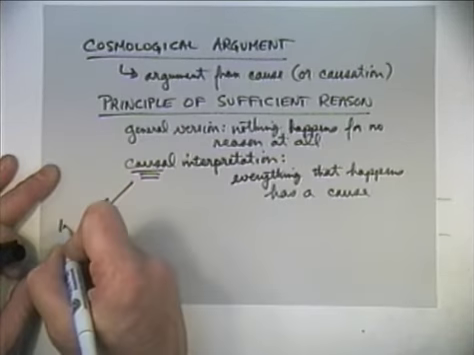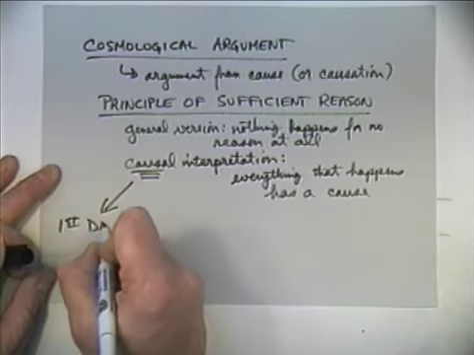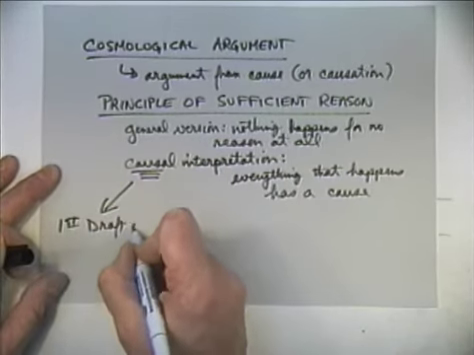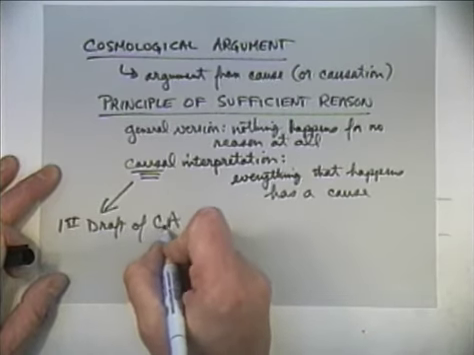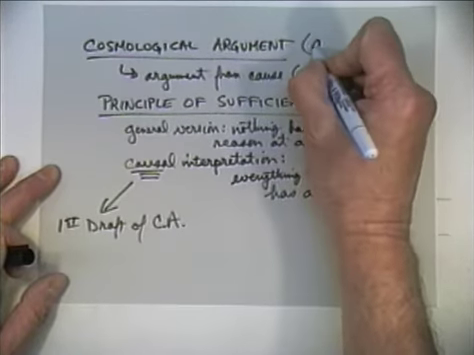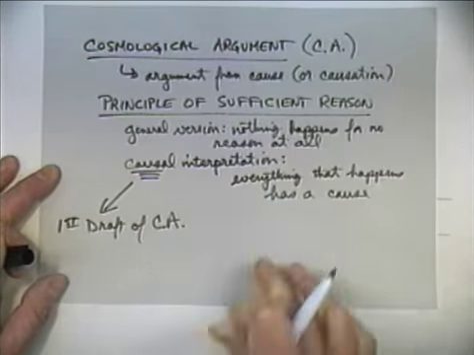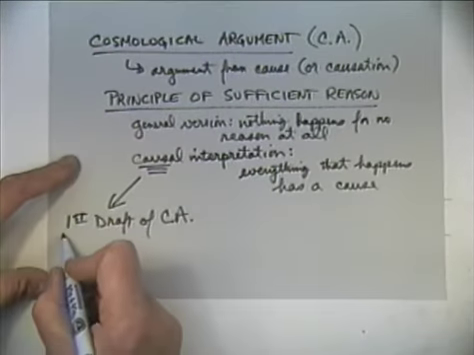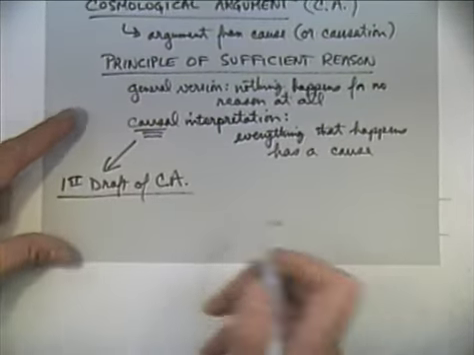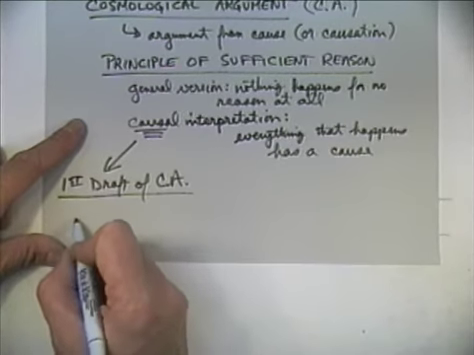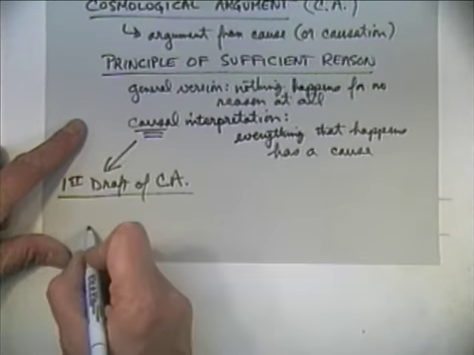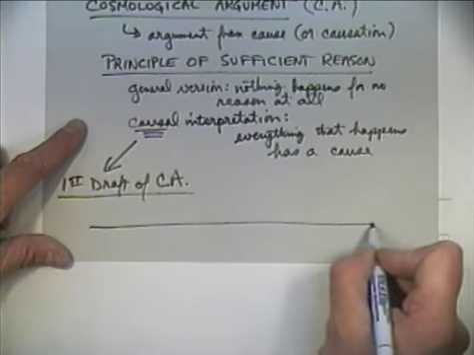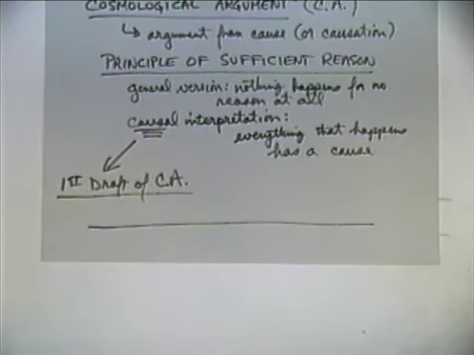It's on this causal interpretation that we go to the first draft of the cosmological argument. All right, now, that requires us to imagine a timeline, because causes and effects are things that happen in time. Cause and effects involve events. One event causes another event. One event is the effect of earlier events.